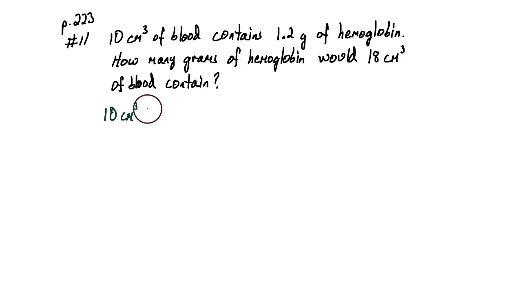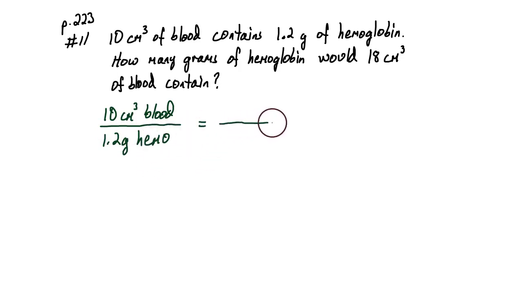10 centimeters cubed of blood has within it 1.2 grams of hemoglobin. Then say equals, and let's create another ratio that's equivalent. 18 centimeters cubed of blood has within it how many grams of hemoglobin? We don't know, so we might call that x. This proportion models the information given in the paragraph. If 10 cubic centimeters of blood has this many grams of hemoglobin, then 18 centimeters cubed of blood would have how many grams of hemoglobin?